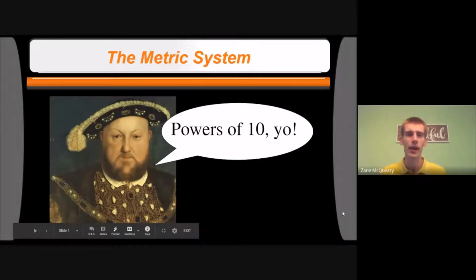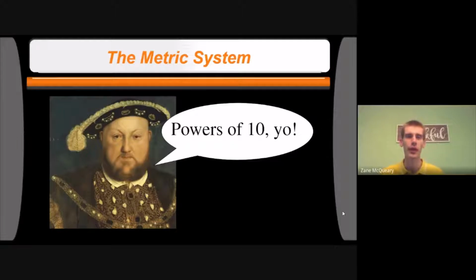All right, everybody, welcome back to Physics with Mr. McQueary. Today we're going to be talking about the metric system, and we can start off here with King Henry VIII, and he's talking about one of the fundamental aspects of the metric system. That's the powers of 10. We're going to get a little bit into King Henry, why he's important, and we're also going to talk about how the powers of 10 can make our life easier dealing with this neat system we've got.